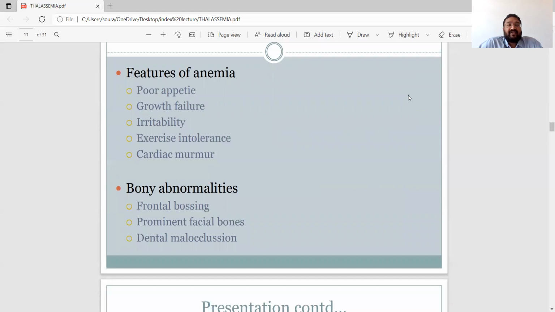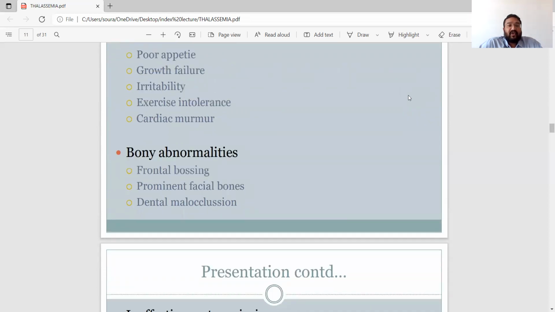Clinical feature consists of features of anemia. The child usually will have poor appetite, poor weight gain or growth failure, irritability, easy fatigability or exercise intolerance, and cardiac murmur, which is known as hemic murmur because of the severe anemia.